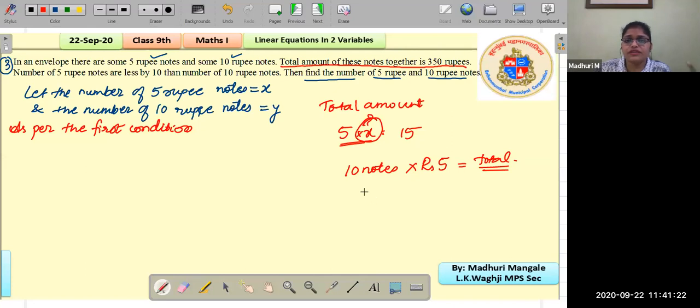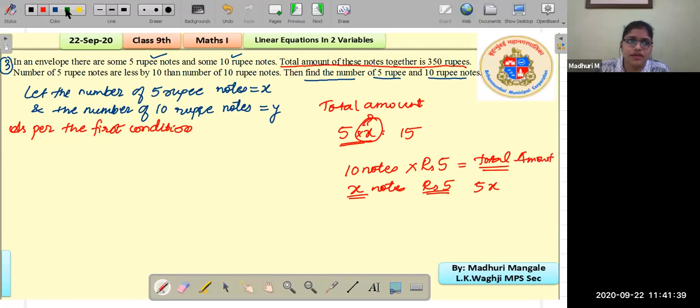Now here, for this problem, we don't know the number of notes. So let the number of 5 rupee notes be X, correct? Rupees 5 times X notes, we need to multiply. So that would be 5X. The total amount would be 5X.